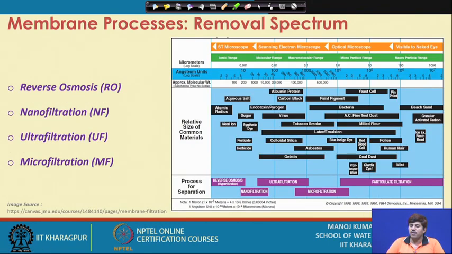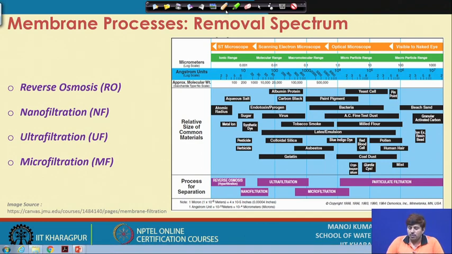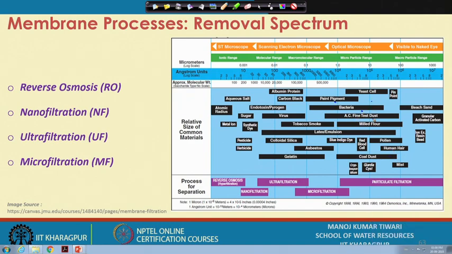Now, let us see the removal spectrum of these membranes, what they can remove, depending on the various types of contaminants: yeast cells, pigment, bacteria, dust, tobacco smoke, viruses, carbon black, endotoxins, sugar, aqueous salts, and metal ions.